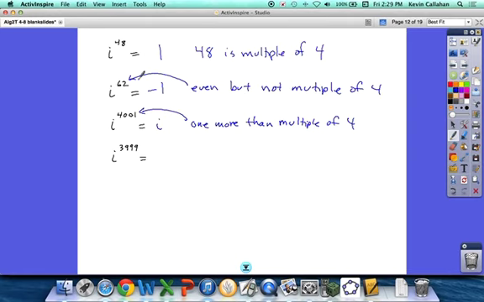And then 3,999 would be 1 less than a multiple of 4, so it is negative i. So really, with any power of i, you should be able to just apply those rules.